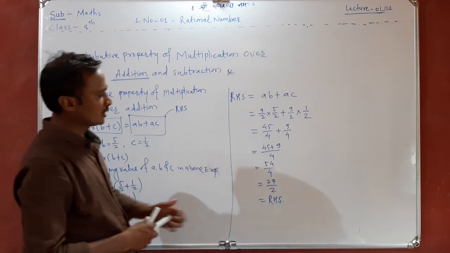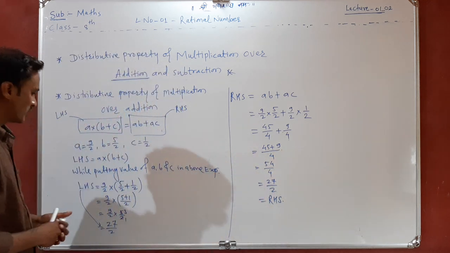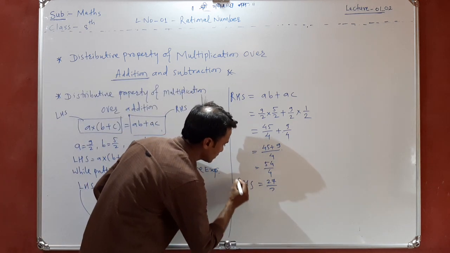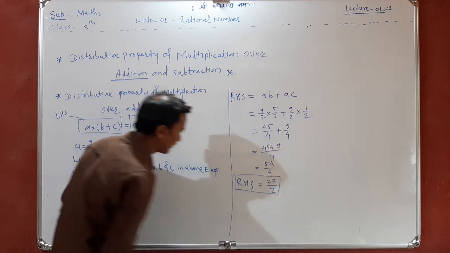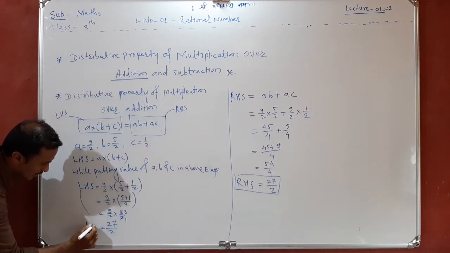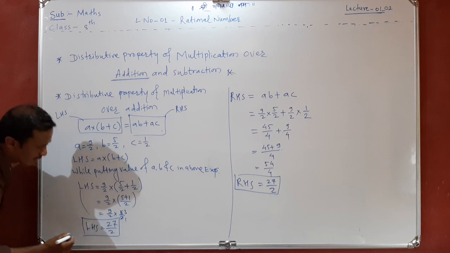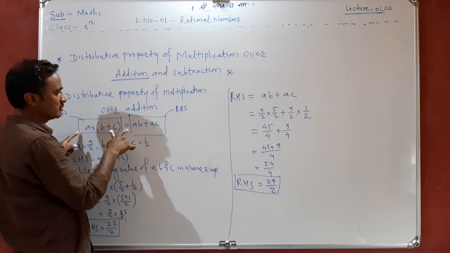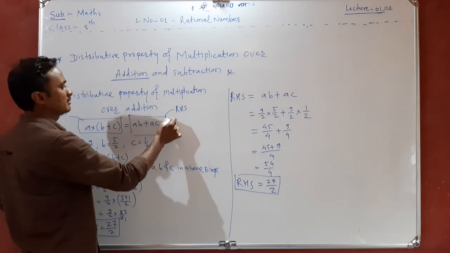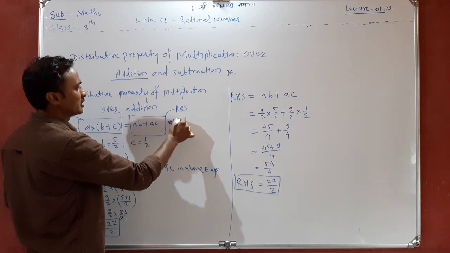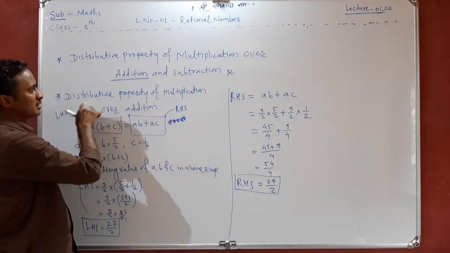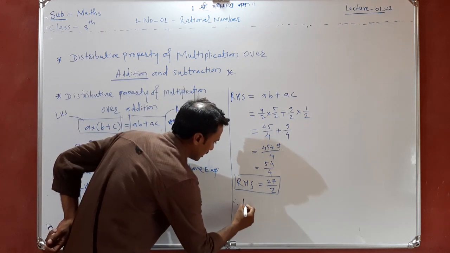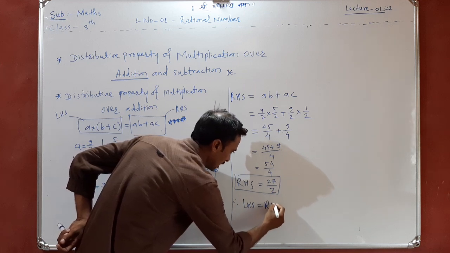Now in that way here 27 upon 2 is equal to RHS, but students see here, LHS is equal to 27 upon 2 and RHS is equal to 27 upon 2. It means that A into in bracket B plus C is equal to AB plus AC. That statement is true, and this property is called the distributive property of multiplication over addition. Now hence we can say that LHS is equal to RHS.